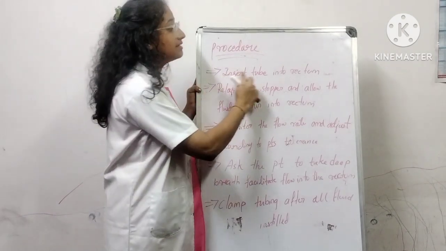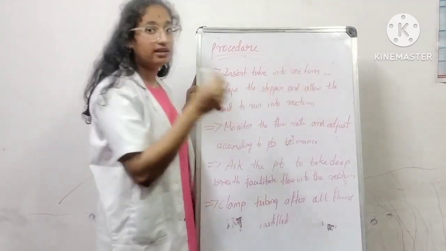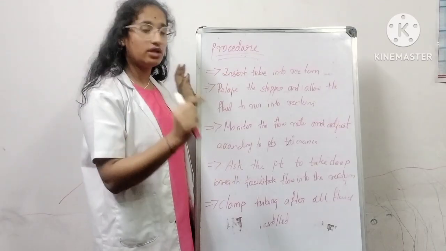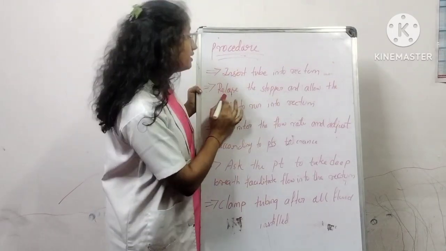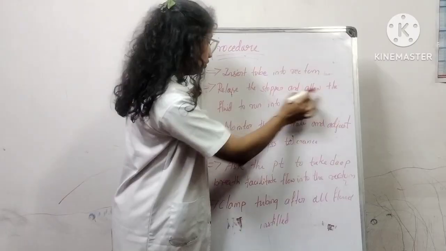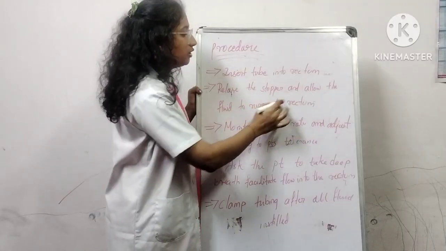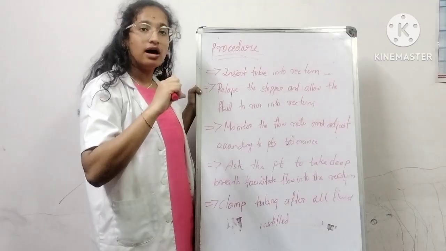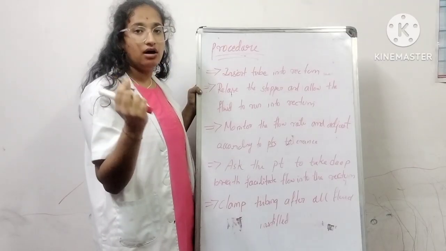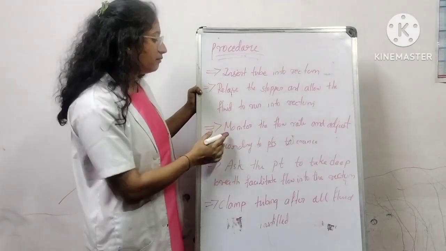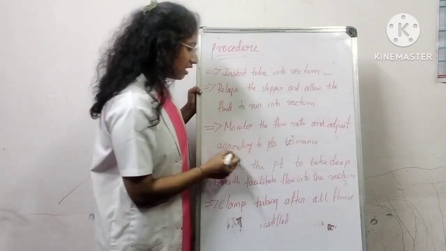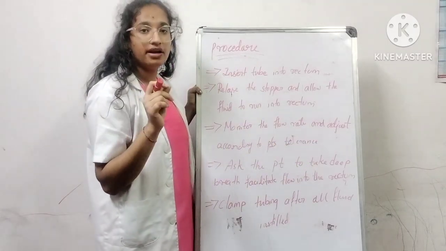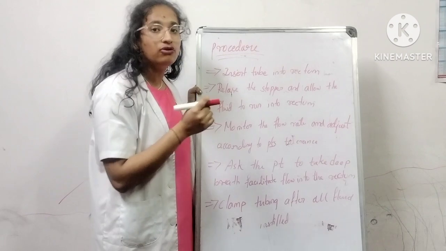Then insert the tubing into the rectum. So we have to insert 7 to 10 centimeters into the rectum. Then release the stopper and allow the fluid to run into the rectum. So we have to open the stopper, and it will flow into the rectum. Then monitor the flow rate and adjust according to the patient's tolerance. So according to the patient's tolerance, we have to administer the fluid to the rectum.